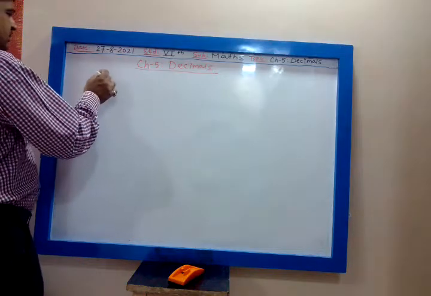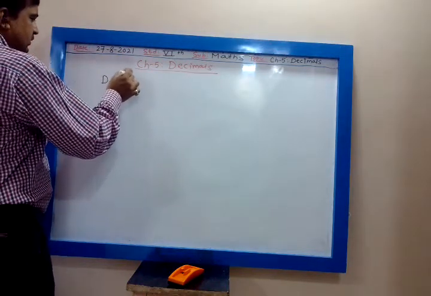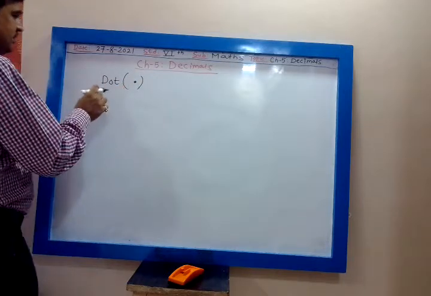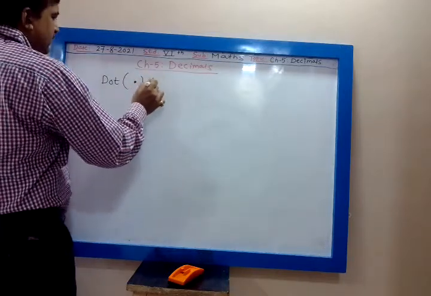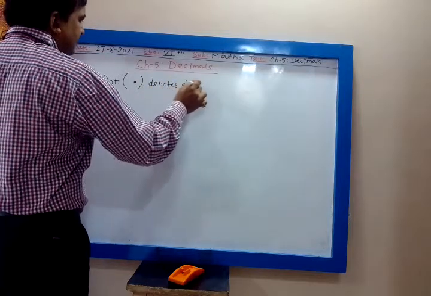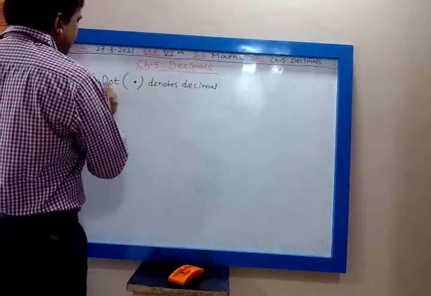Now this dot. Write down this: dot denotes decimal. This dot denotes decimal. Okay.